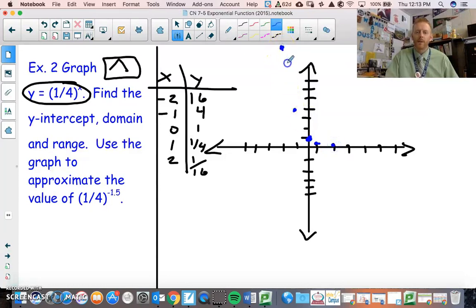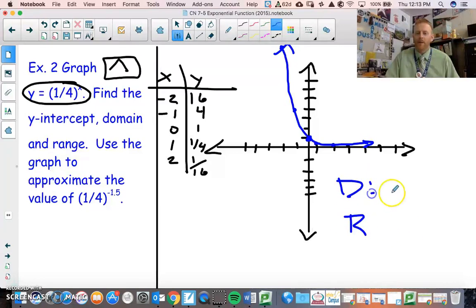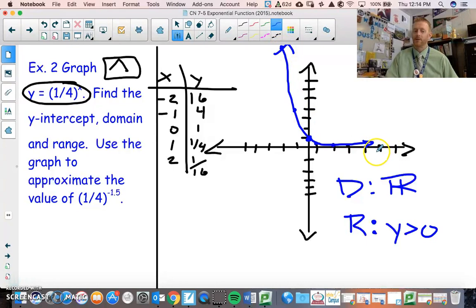So this is almost the exact opposite of how the other graph looked. So my domain and my range are going to be similar things here, except they're going to be a little bit opposite. My domain is still going to be all real numbers, and my range is still going to be y is greater than 0, because all numbers bigger than 0 are going to be our y values. And all of my x values are still going to be every single possible real number. That's how the graph looks if you look at just the x's or just the y's.